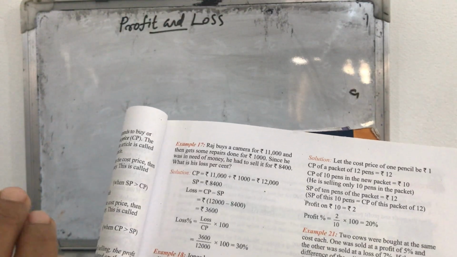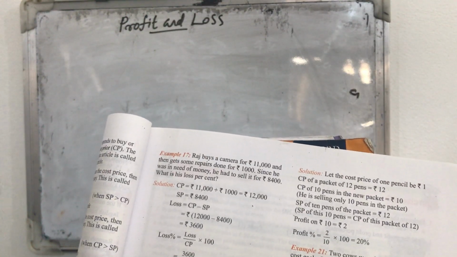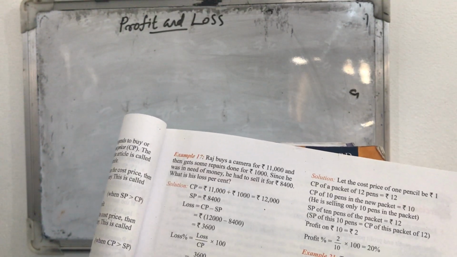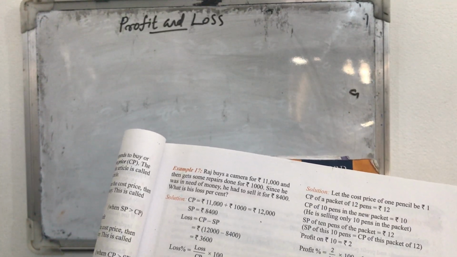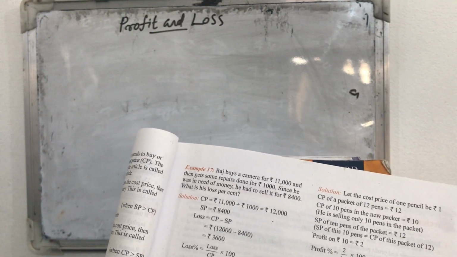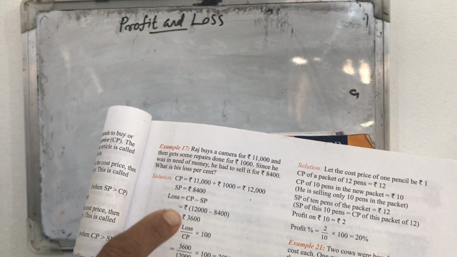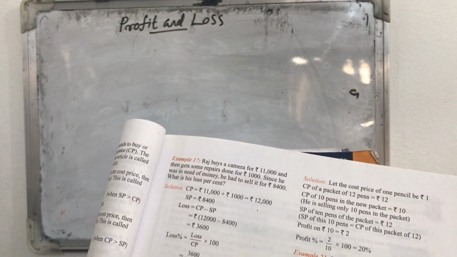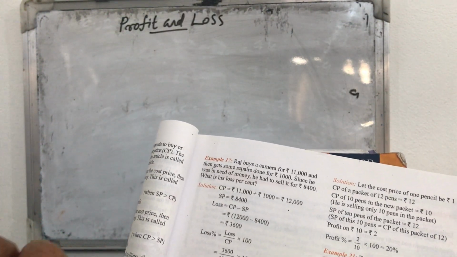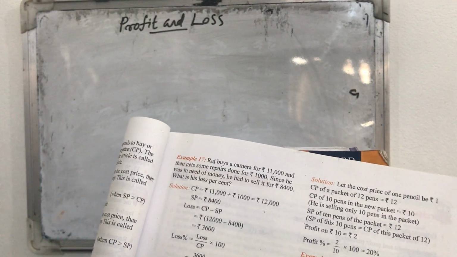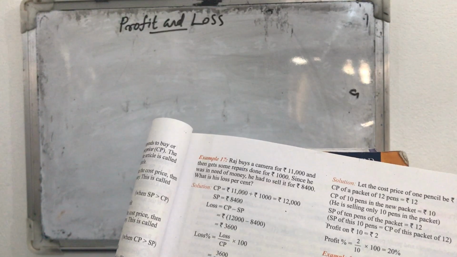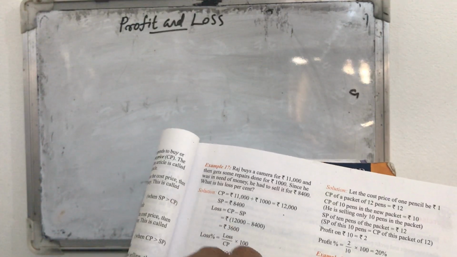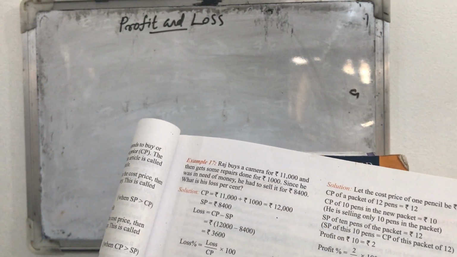Again, Raj buys a camera for 11,000 rupees. Actually, he bought that camera for how much? 11,000 rupees. That is the CP of that camera, we can take it as 11,000. But here one special case is there. Look here: then he gets some repairs done for 1,000 rupees. After buying that camera, he had some repairs, and for that he spent 1,000 rupees. After that repairing only, he had to sell it for 8,400 rupees.